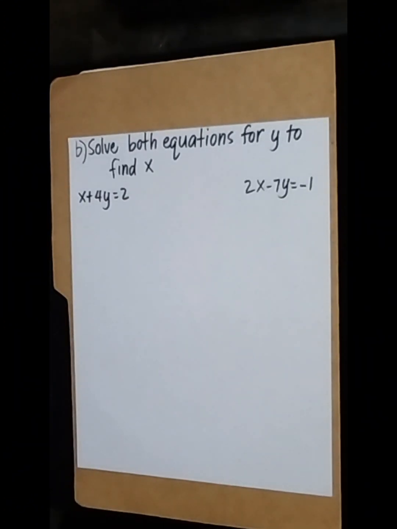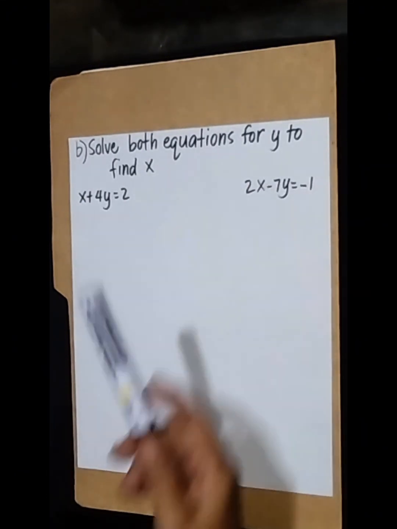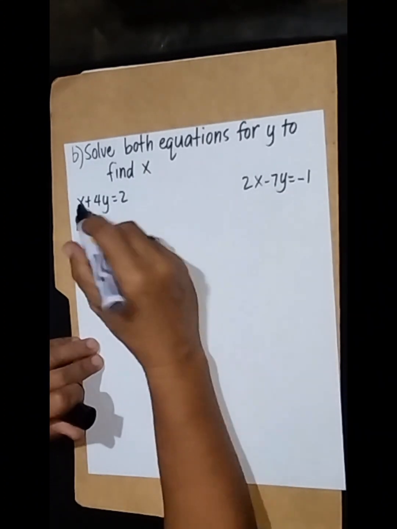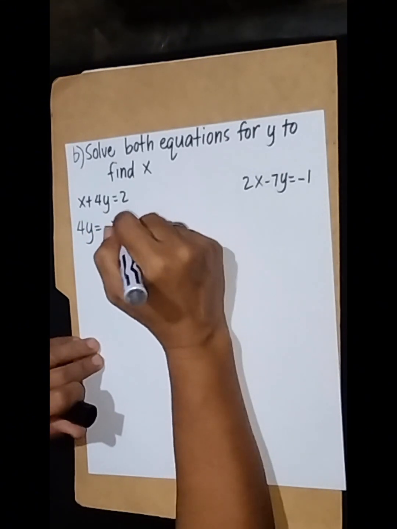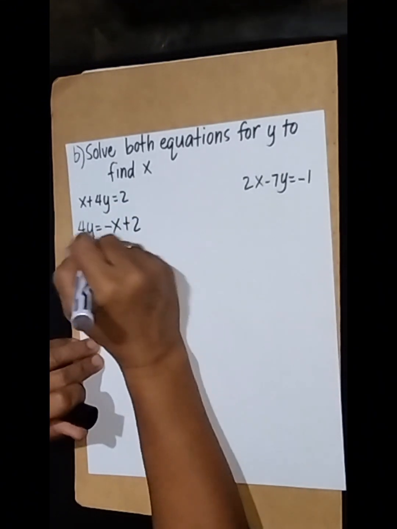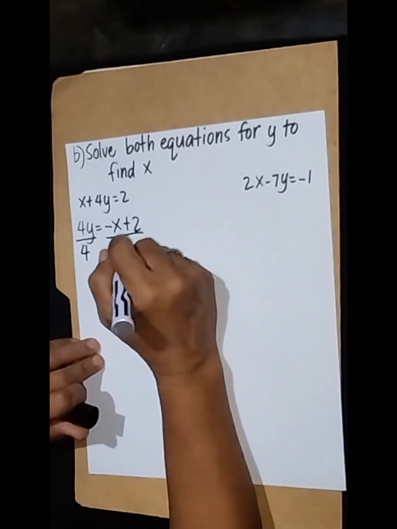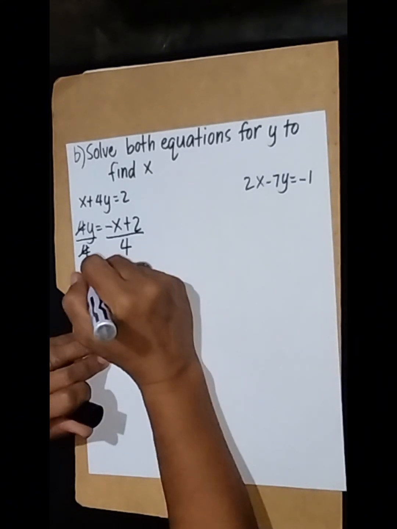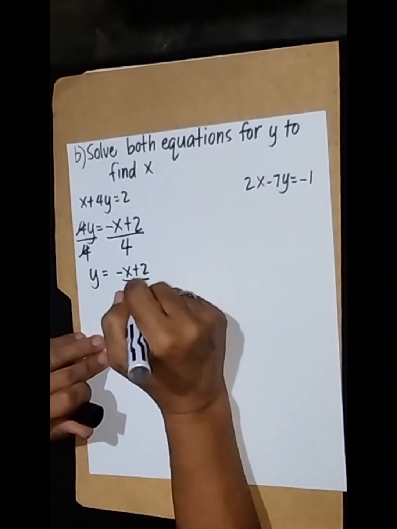The second thing that we do is to solve both equations for y to find x. So, we solve both equations for y. So, we have 4y equals, lipat po natin ang x sa right side. So, magiging negative na po siya, negative x plus 2. So, para magiging 1y ito or y, we have to divide both sides by 4. So, 4y divided by 4 is equal to y equals negative x plus 2 over 4.